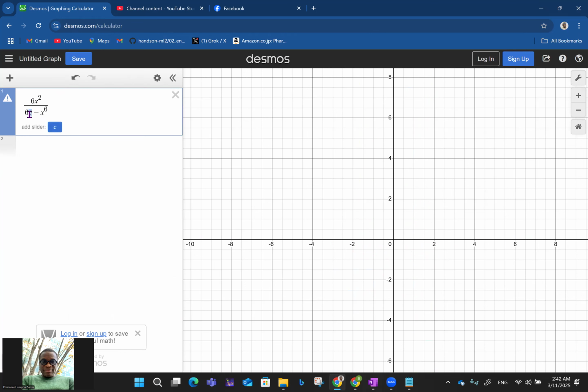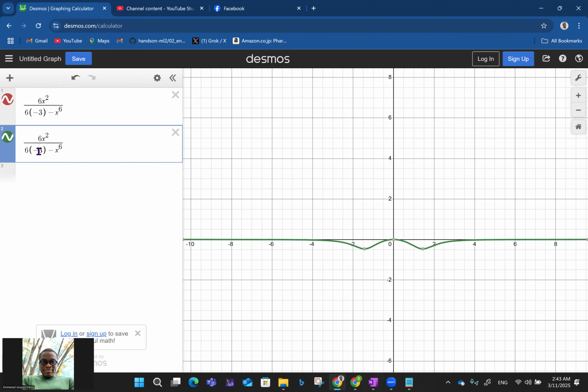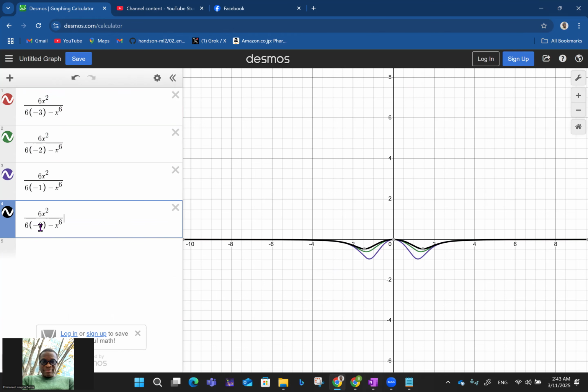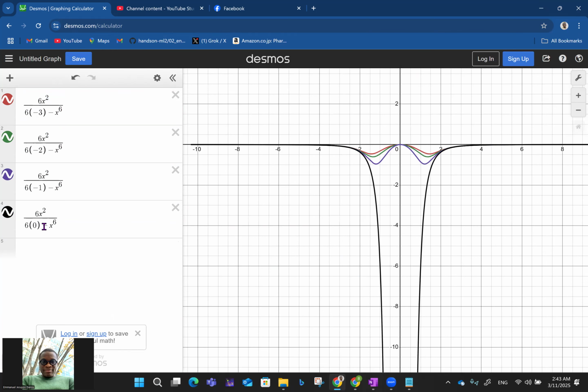So let's say C is -3. Okay. This is -3. So see what happens. What if I say it's now -2? See what we get. Then I bring it down and we have -1. See what we get. So it's stretching down. And then I come again and instead of -1, now this is 0. See what that is.